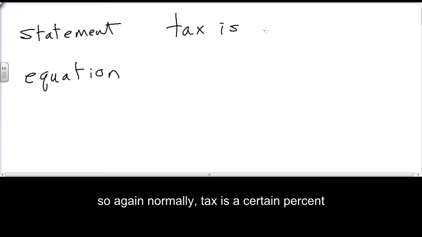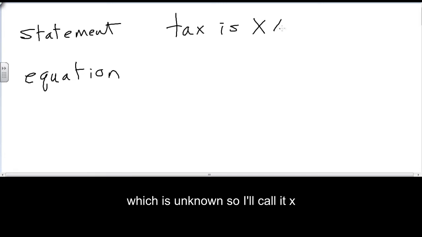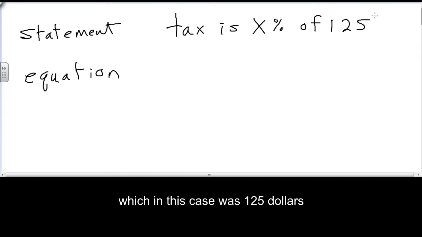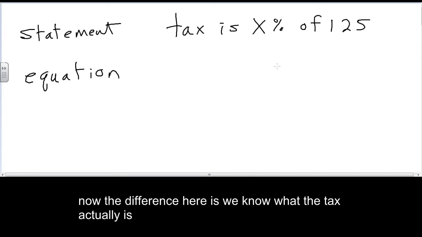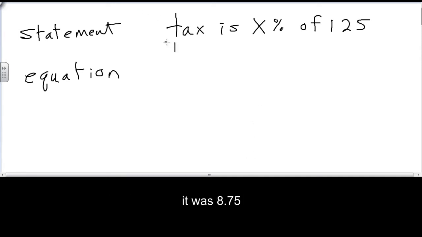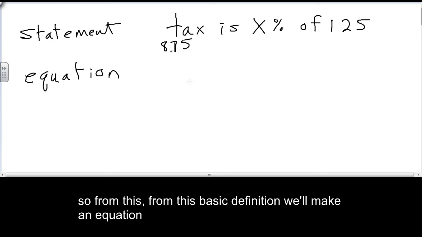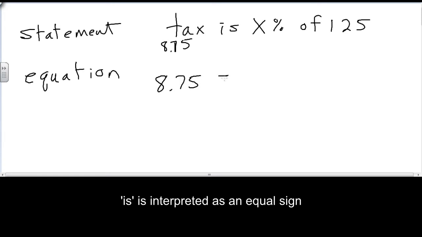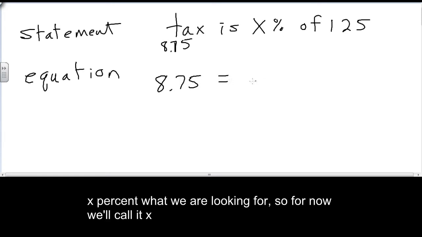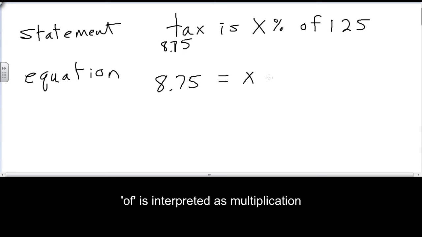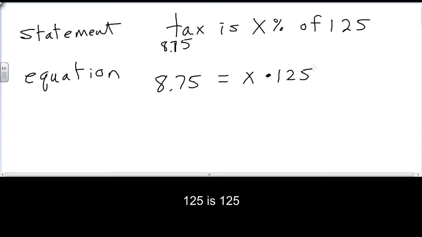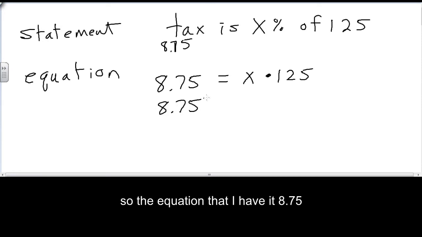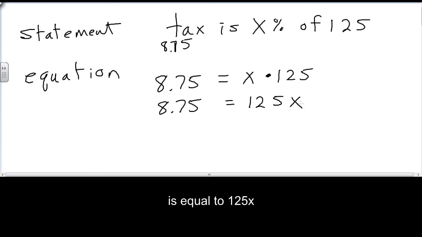Tax is a certain percent, unknown, so I'll call it X, of our overall value, which in this case was $125. Now the difference here is we know what the tax actually is. It was $8.75. So from this basic definition, we'll make an equation saying that $8.75 is interpreted as an equal sign. Now X% is what we are looking for. So for now, we call it X. "Of" is interpreted as multiplication. 125 is 125. So the equation that I have is 8.75 is equal to 125x.